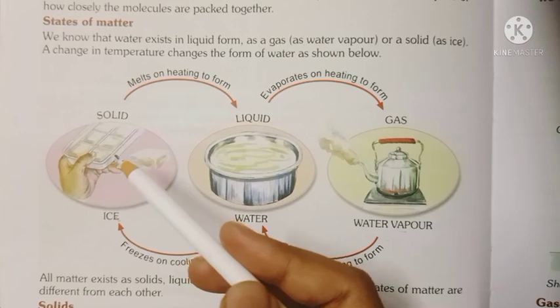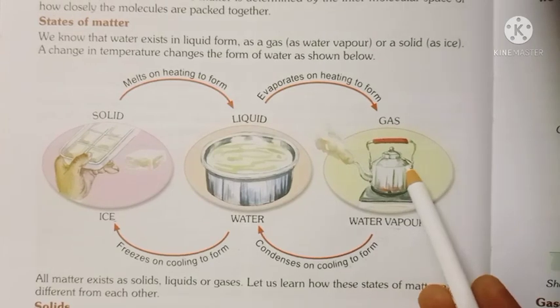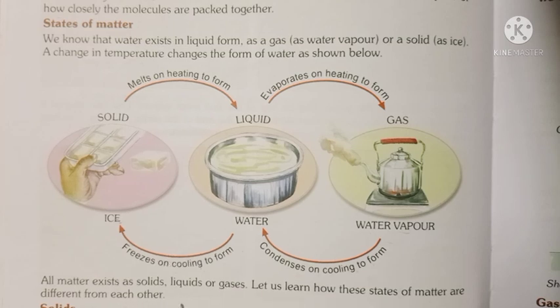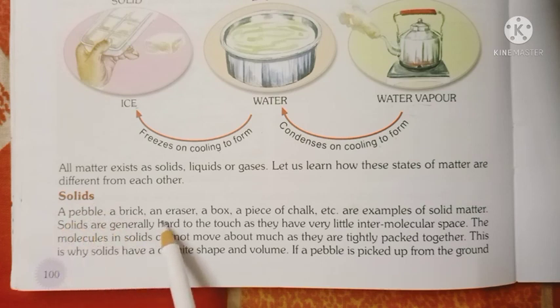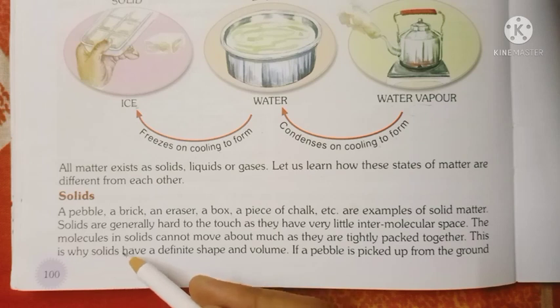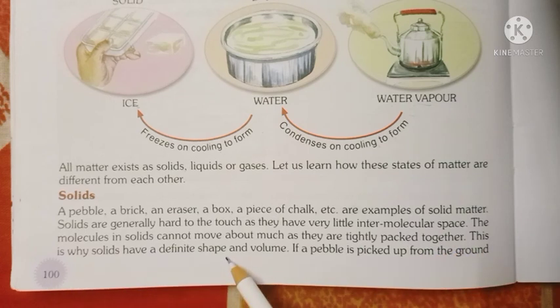Okay, so matter has three forms: solid form, liquid form and gas form. All matter exists as solids, liquids or gases. Let us learn how these states of matter are different from each other. Solids: a pebble, a brick, an eraser, a box, a piece of chalk, etc. are examples of solid matter. Solids are generally hard to the touch as they have very little intermolecular space. The molecules in solids cannot move about much as they are tightly packed together. This is why solids have a definite shape and volume.